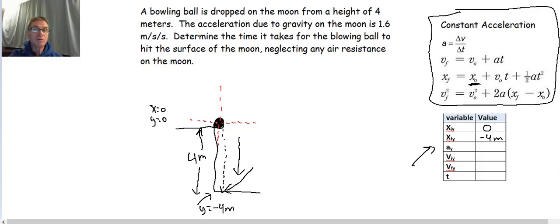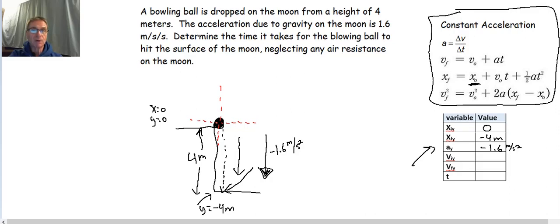The acceleration due to gravity on the moon is 1.6 meters per second squared. Now, the acceleration is also pointing in the negative direction, so it's going to be negative 1.6 meters per second squared. Anytime we have the acceleration due to gravity, no matter if we're on the moon or the Earth or Mars or wherever, that value is always going to be negative. In this case, it's negative 1.6 meters per second squared. Okay, so we know that.